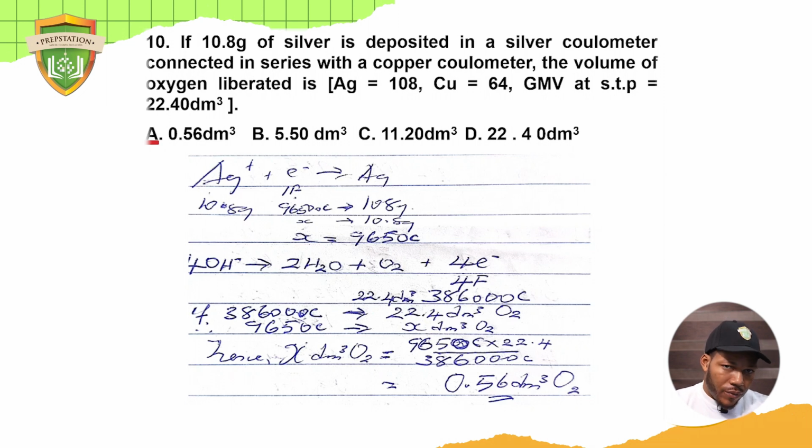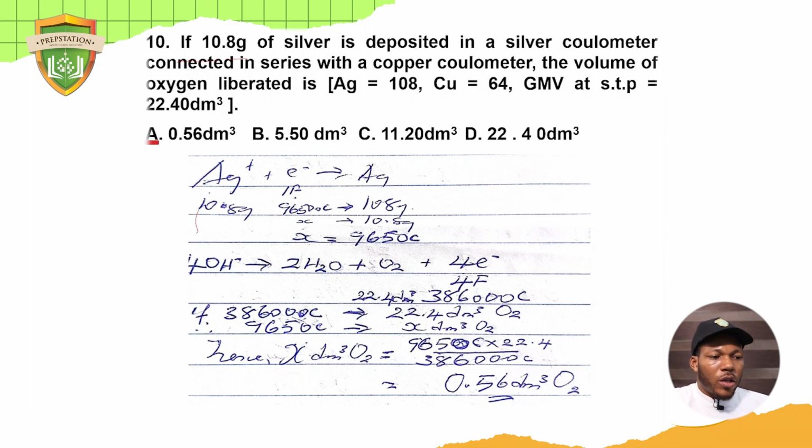At the anode. So you must know how to write the anodic half equation for the discharge of OH in the electrolytic cell. So how do you get there? First of all, look at the parameter that is given. We are given the reacting mass of silver, which is 10.8. 10.8 is your reacting mass in the silver colorimeter.